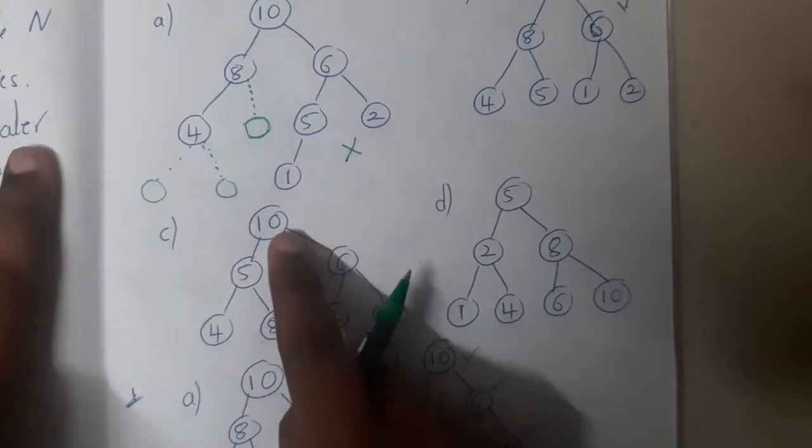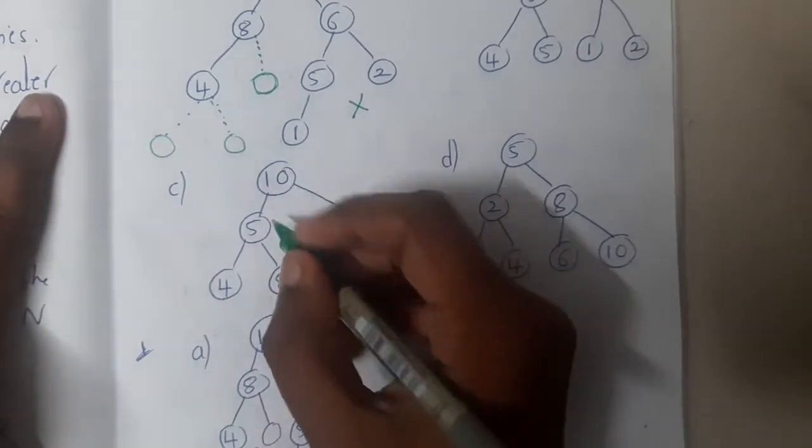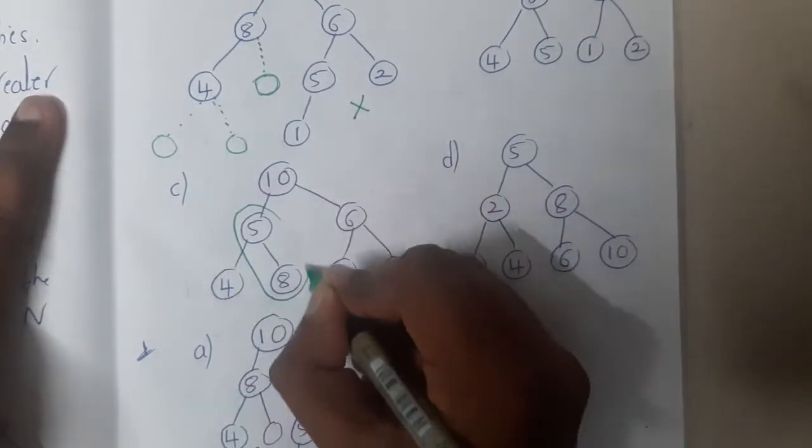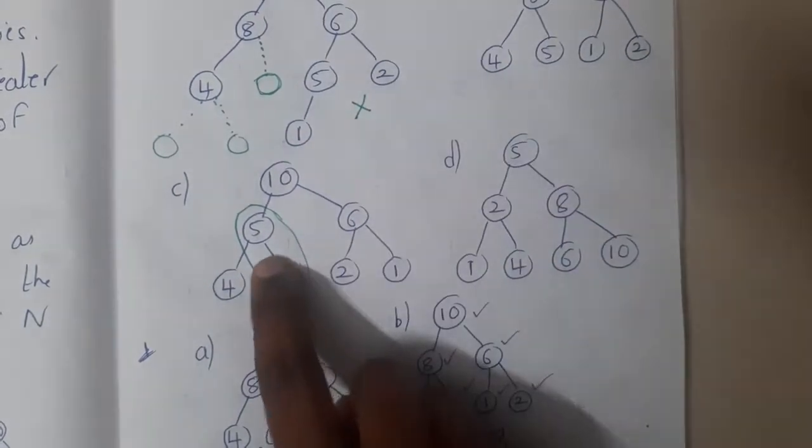10 is greater than 5 and 6, done. 5 is greater than 4 and 8. So here there is a mistake. Similarly, 6 is greater than 2 and 1. Okay, this is fine, but here is a mistake.